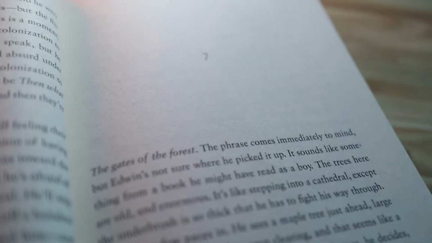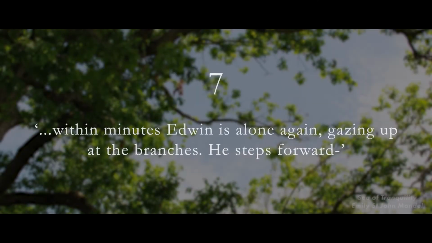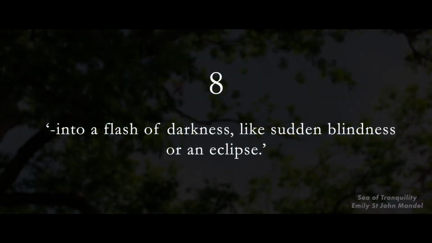We've seen that done before, but I've never seen it done in the middle of a sentence, in the middle of a chapter. But that's exactly what happens in Sea of Tranquillity. Chapters 7 and 8 of part 1 are split in that exact way, in the middle of a moment. Within minutes, Edwin is alone again, gazing up at the branches. He steps forward into a flash of darkness, like sudden blindness or an eclipse.